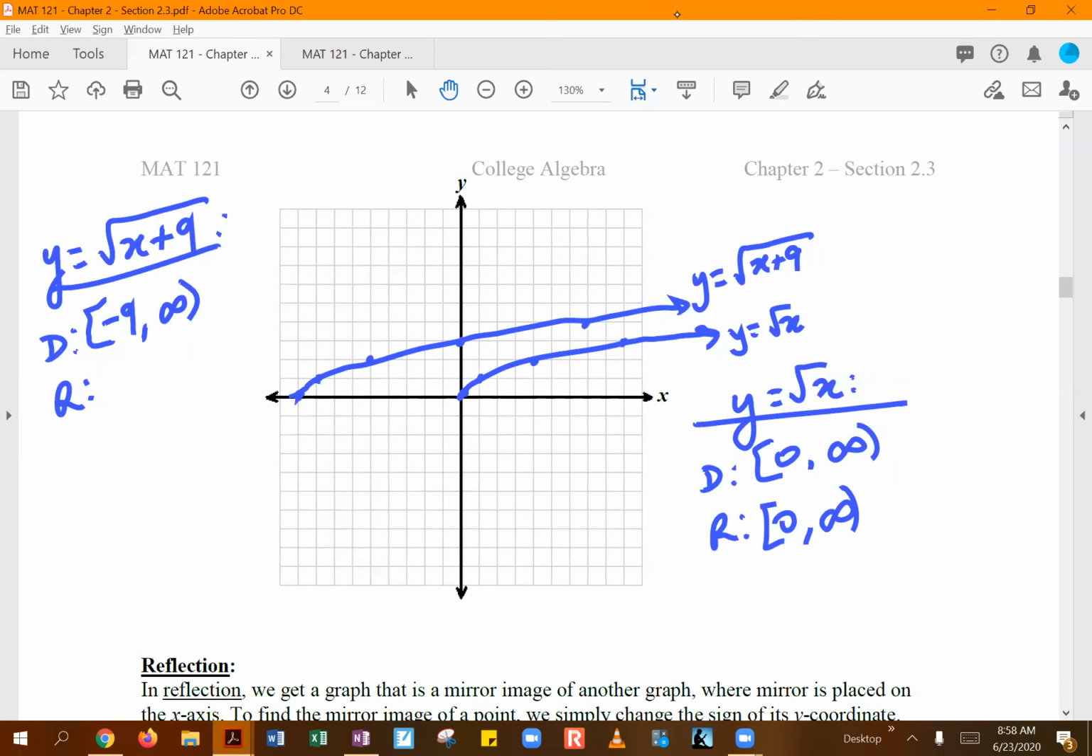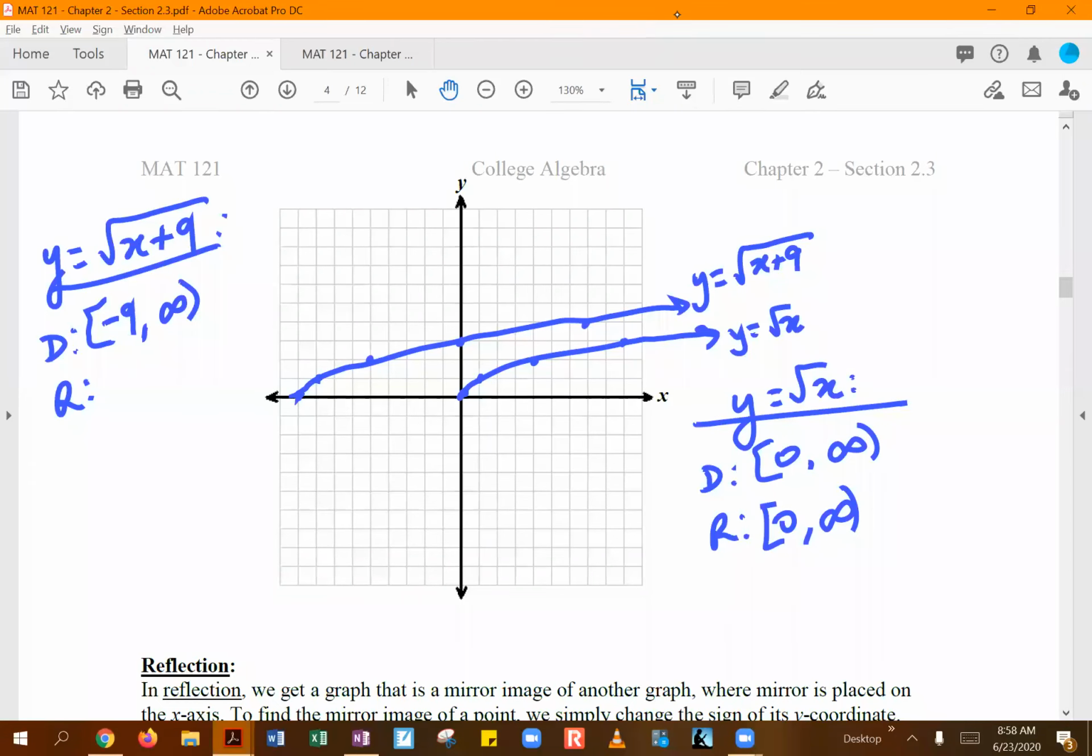In terms of the y values, where are we still starting at? I guess it hasn't changed. 0 to infinity? Because our graph moved 9 units to the left, but did the graph move up or down? No, it did not, right?